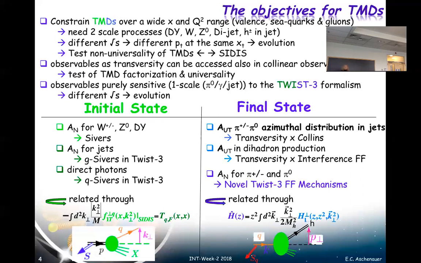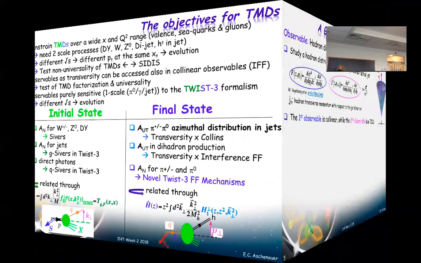We can do di-hadron production to look at the IFF, and we can do the well-known pi plus, pi minus, and pi 0 single spin asymmetries, which probe, for example, this novel twist-3 mechanism in the fragmentation, which I'm sure Daniel will talk about. And again, the fragmentation functions, the TMD ones with the twist-3 ones, are related to each other.